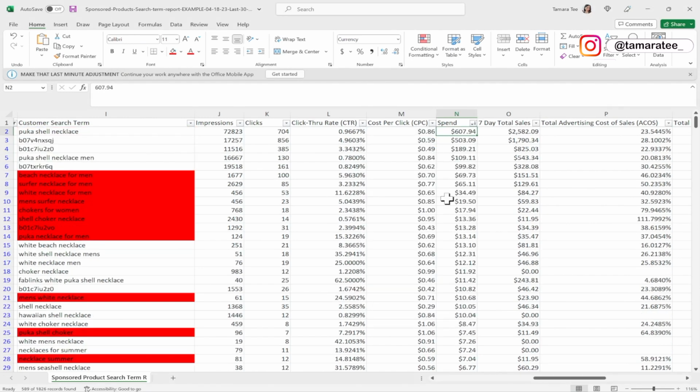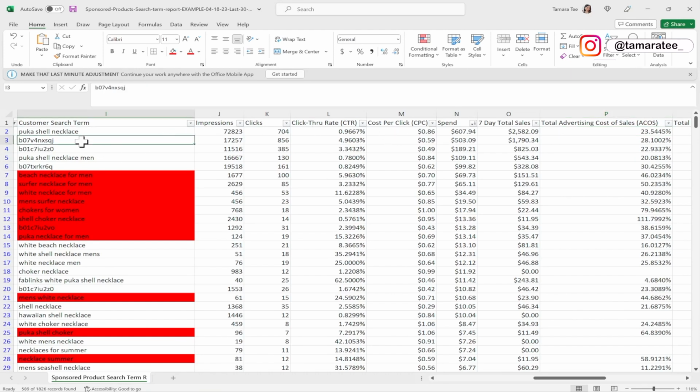By the way, you guys, there are so many more steps when it comes to optimizing your Amazon PPC campaigns, but I'm just showing you the most important columns that you have to focus on today so you can get started making some profits. So this keyword is puka shell necklace, and I spent over $600 on it, and my ACOS is 23%, which is pretty good. My profit margin is 30%, so I am making money. So I do nothing, I leave it here.